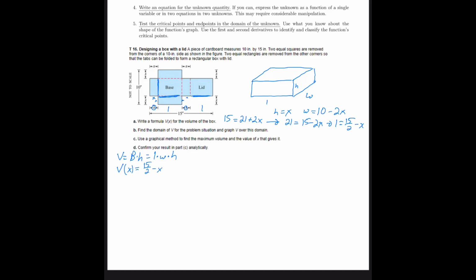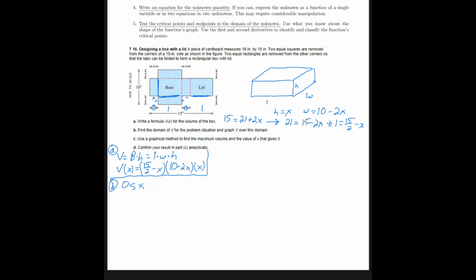Okay, and so now that we've written h, w, and L all using x, we can substitute those into our volume function. So we get V of x equals length, 15 halves minus x, times width, 10 minus 2x, times height, x. So now we can find the domain of this function that we're dealing with here. So in this case, for the example we're looking at here, the smallest x could be is 0.